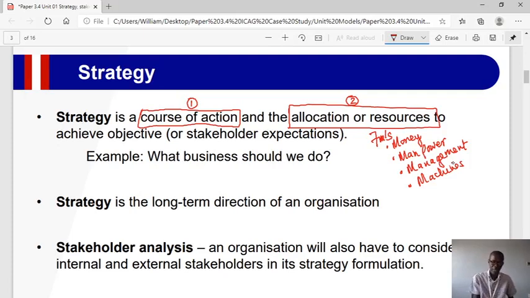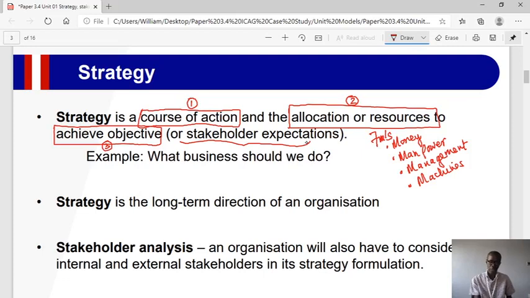And finally, to achieve objective. So you must have defined objective that you are intending to achieve. So there are 3 things that we have looked at: course of action, the allocation of resources to achieve objectives, or some books will say also, or to meet stakeholder expectations. And we'll look at stakeholders.